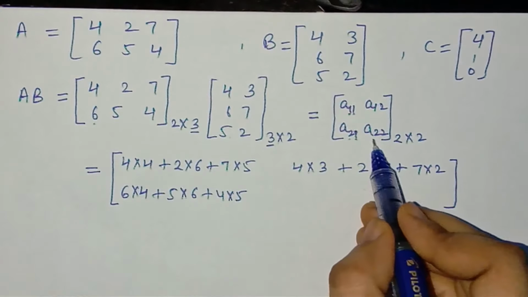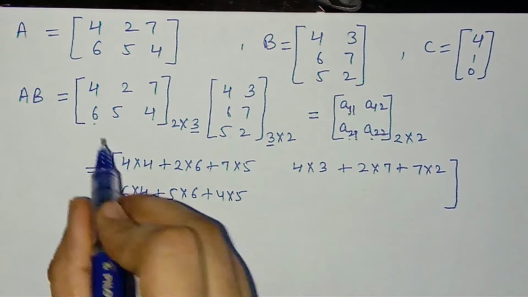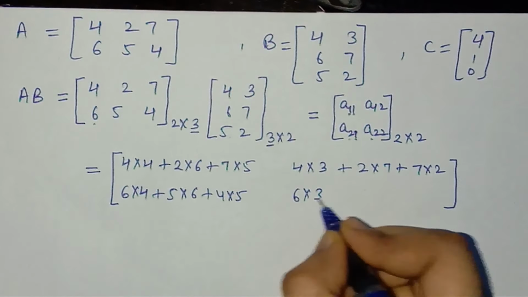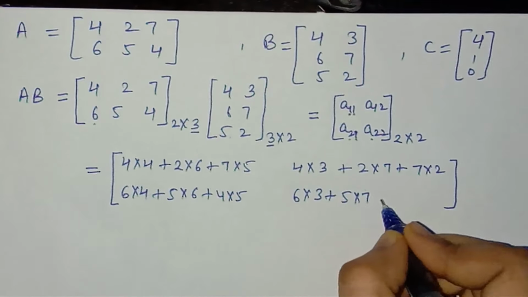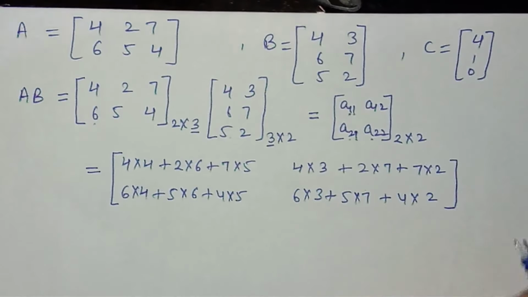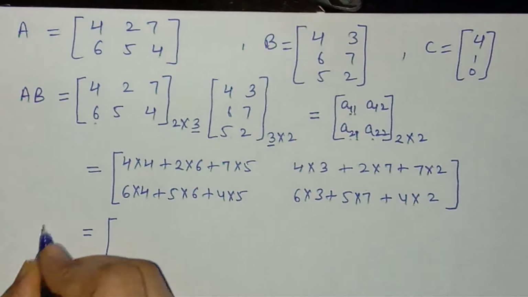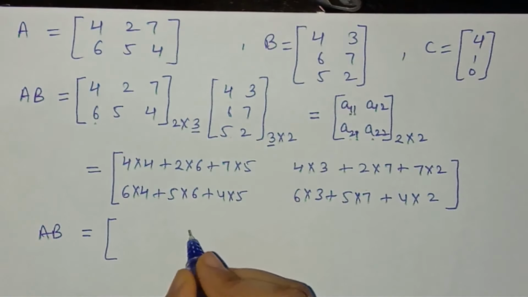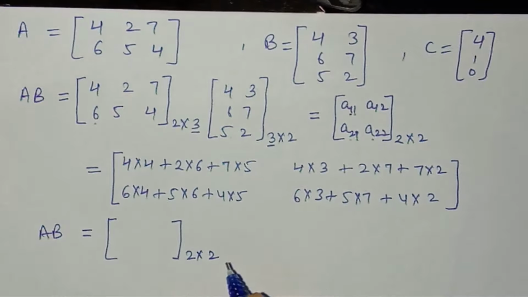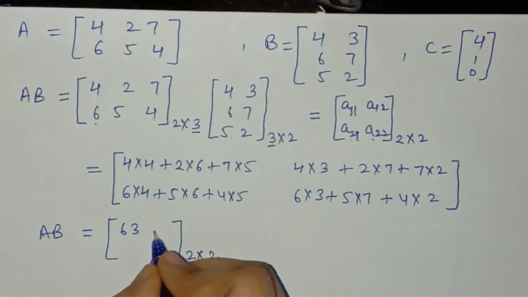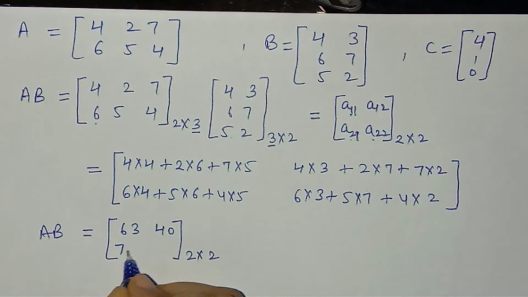And in the same manner, we'll calculate A22, that is second row multiplied with the second column. So 6 into 3 plus 5 into 7 plus 4 into 2. If we add all of them, we'll get the elements of matrix A, B, which will be of order 2 by 2. And these elements will be 63, 40, 74 and 61.